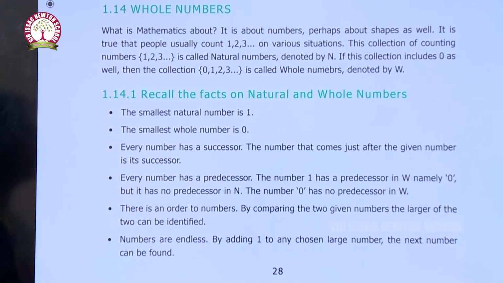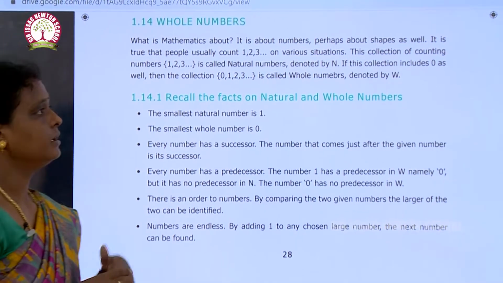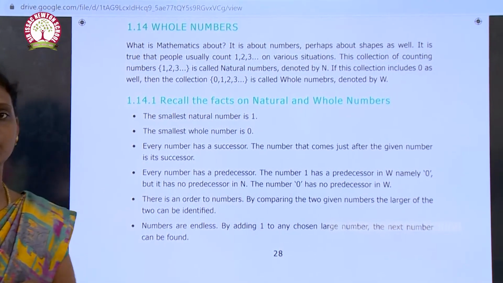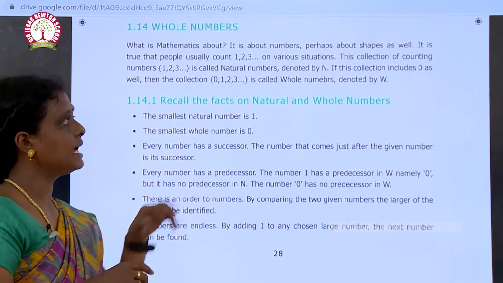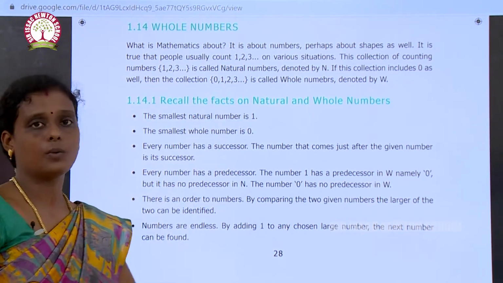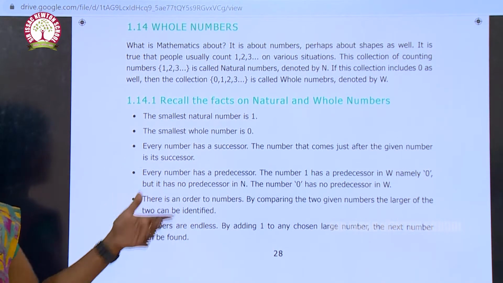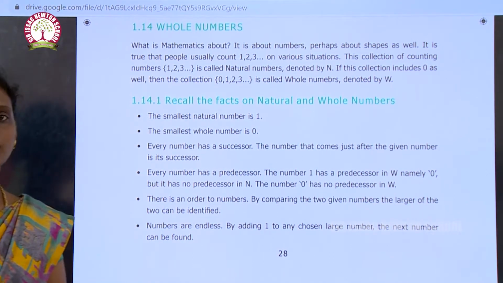Okay. What are you getting from this? What is the idea of this? Do you have any idea from this? So whole numbers will start with 0 and natural numbers will start with 1, 2, 3. So the natural numbers start with 1 and the whole numbers start with 0.